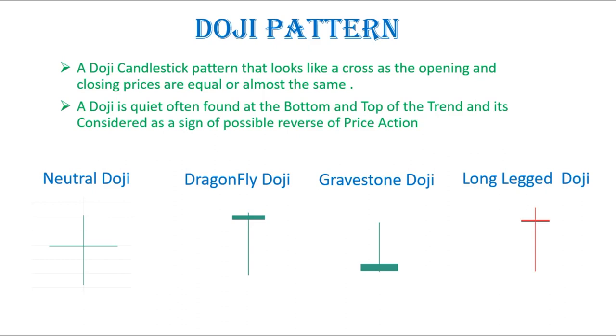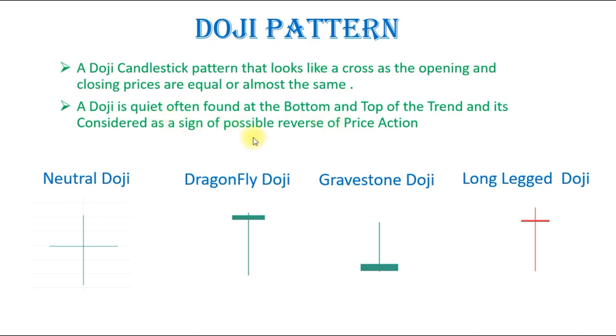Today we are going to see the doji candlestick patterns. So what is a doji candlestick pattern? A doji candlestick pattern looks like a cross as the opening and closing prices are equal or almost the same. So this is the neutral doji. This looks like a cross. And doji is often found at the bottom and top of the trend, and it is considered as the sign of possible reversal of the price action.